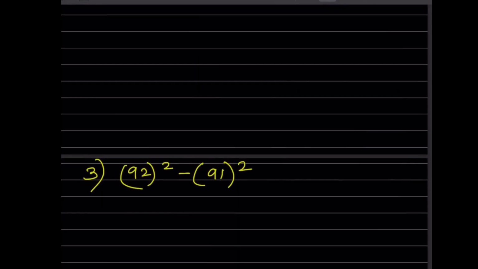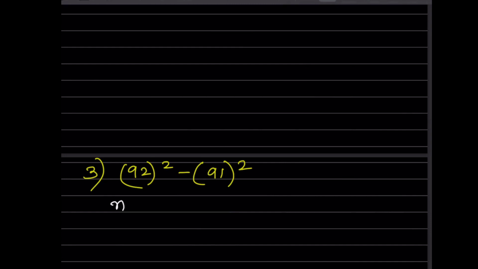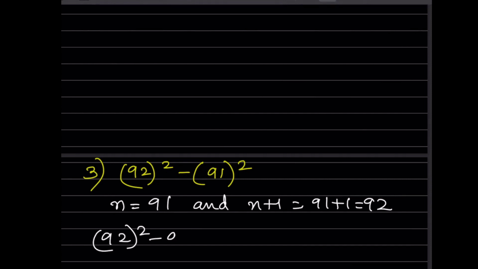Now again here, what is n? The smaller number is 91 and n plus 1 will be 91 plus 1, that will be 92. So therefore 92 square minus 91 square, this is n plus 1 plus n. So n plus 1 is 92 plus 91. So this is going to be 183.